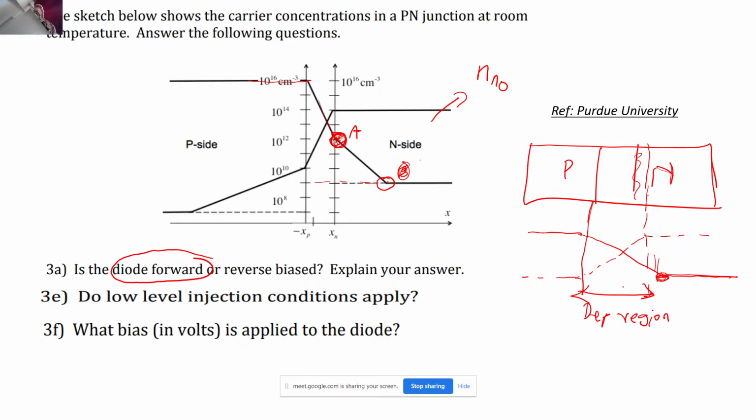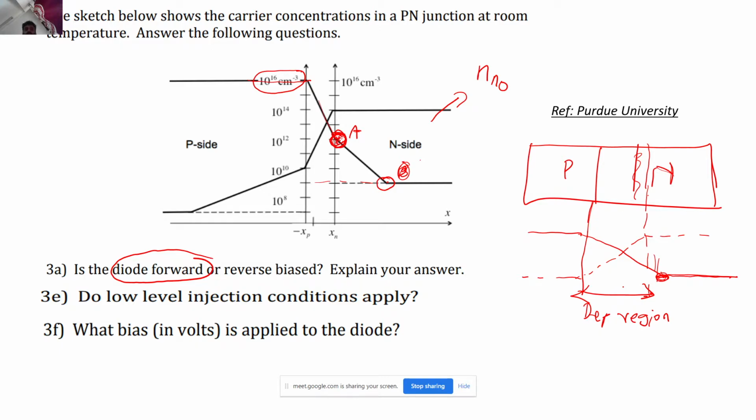What about other guys? Please repeat the question. Is it a low level injection condition or not? So when do we say the low level injection condition exists? If we look at the minority carrier injection from P side to N side, the hole concentration was around 10 to the power 16 at the P side. It reduced down to 10 to the power 12 at the edge of this depletion region. These are the number of minority carriers that I am actually injecting in the N side.